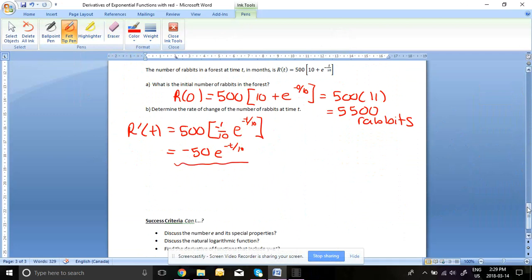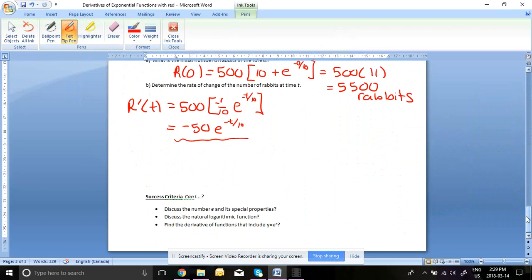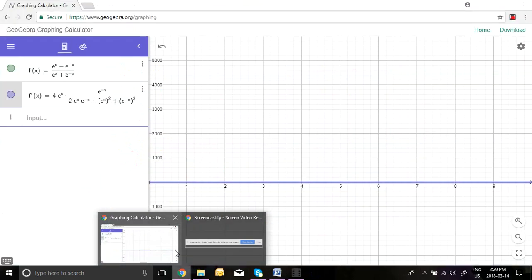All right, so check out your success criteria, take a look over the examples, and hopefully you learned a lot about finding the derivative of e to the x.